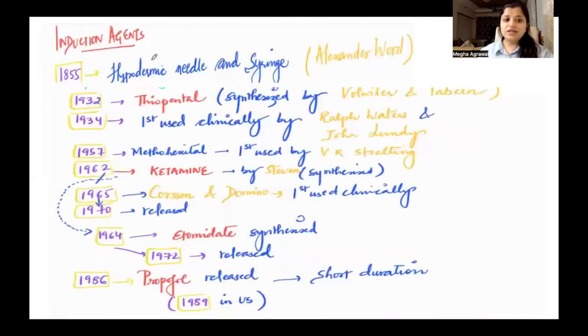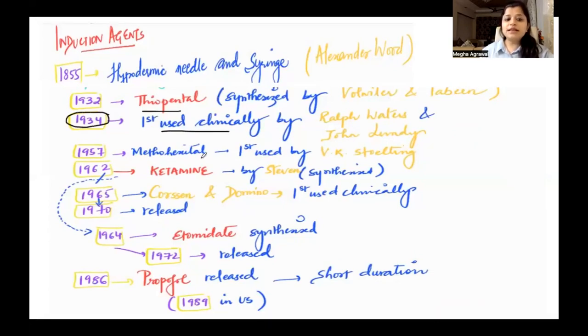First, we come to induction agents, then neuromuscular blockers and opioids. Every day, in all the patients while we give general anesthesia, we'll be using propofol, thiopentone, ketamine, and etomidate. These 4 induction agents we use. Out of all these, thiopentone was the first to be invented. It was first used clinically by Waters and Lund in 1934.